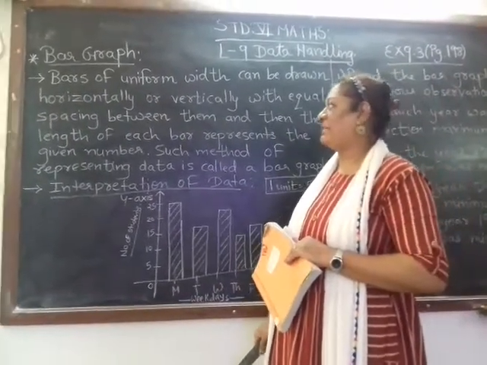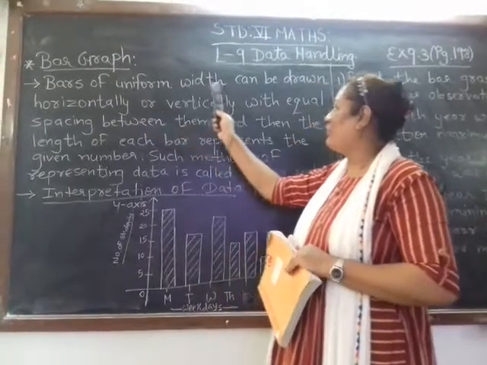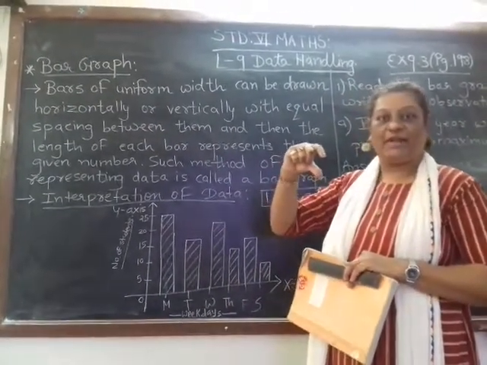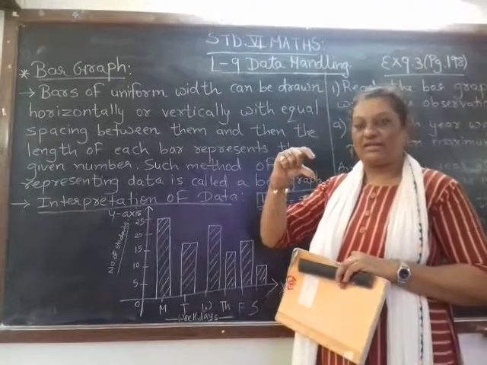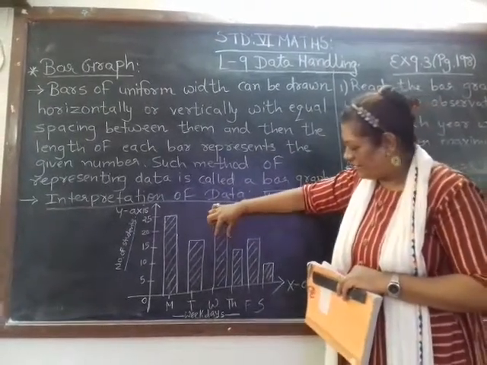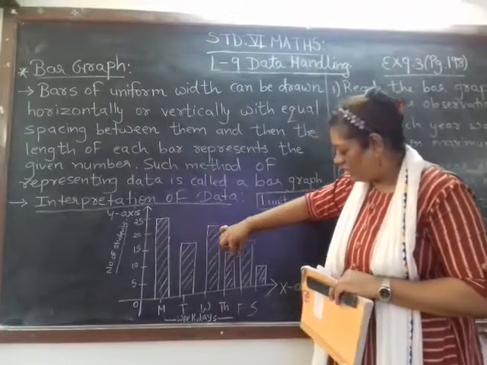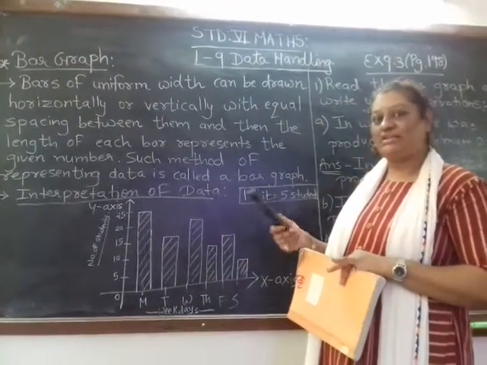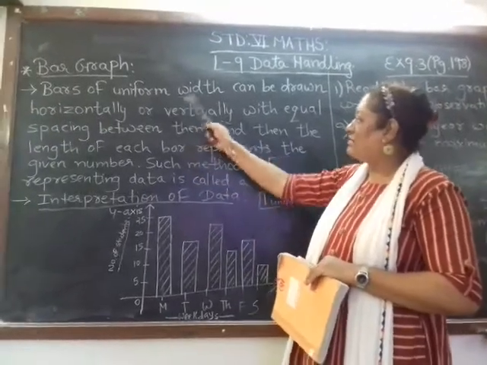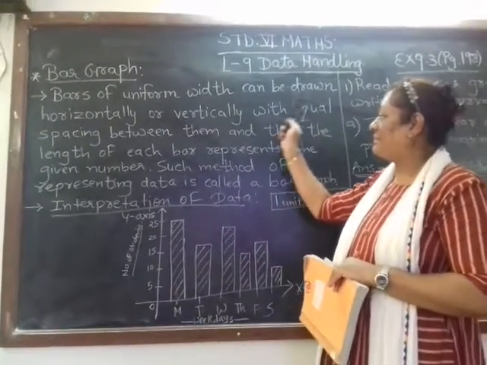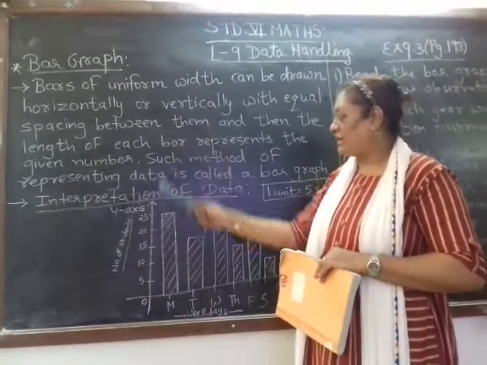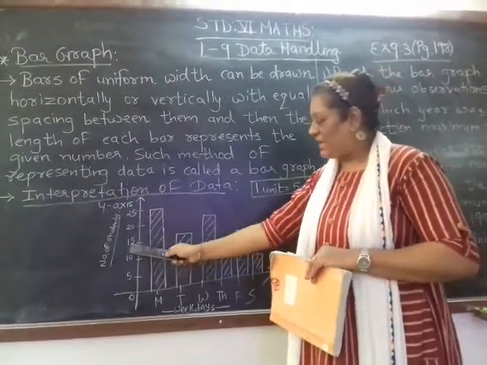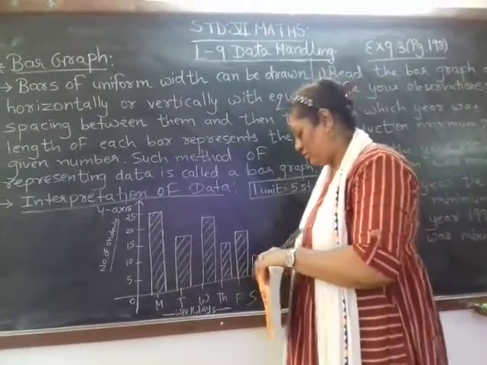Okay, how can we define bar graph? Bars of uniform width. Width means the broadness of those rectangular bars, right? Bars are rectangular shape. This is the width. These are called the width of the bars, right? Always remember, bar is a rectangular shape. Bars of uniform width can be drawn horizontally. That is, these are vertical, right? This graph can be drawn horizontally also.